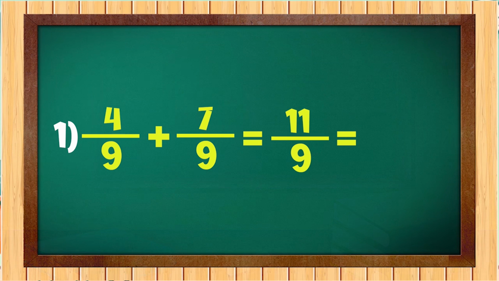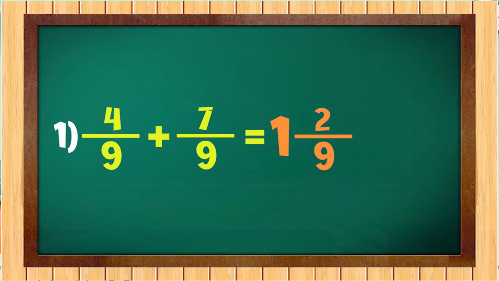No, we can't. We have to convert 11 ninths to a mixed number since it is an improper fraction. How many groups of 9 can we get from 11? Yes, we can get one group of 9 with 2 remainder. And we know that when we're converting an improper fraction to a mixed number, the quotient becomes the whole number and the remainder becomes the numerator. So our final answer is 1 and 2 ninths.